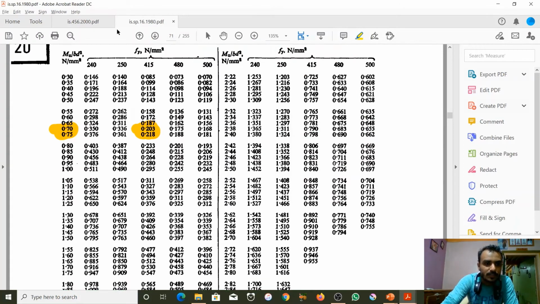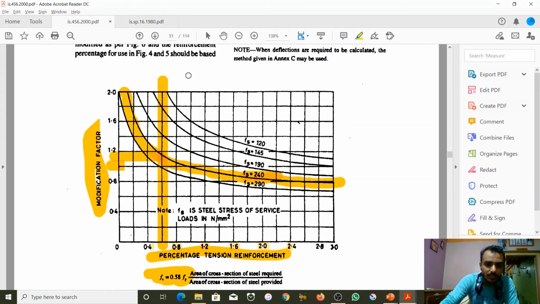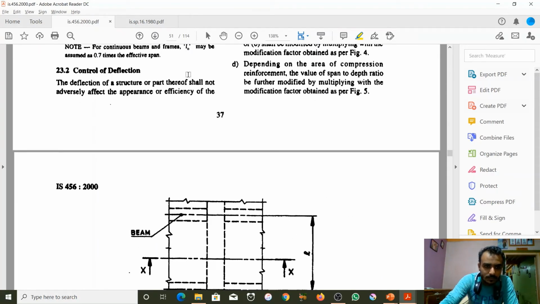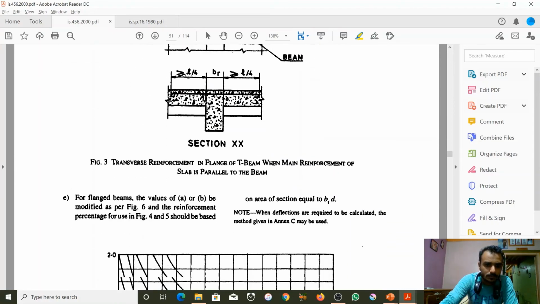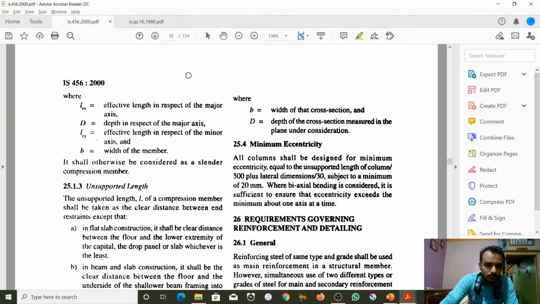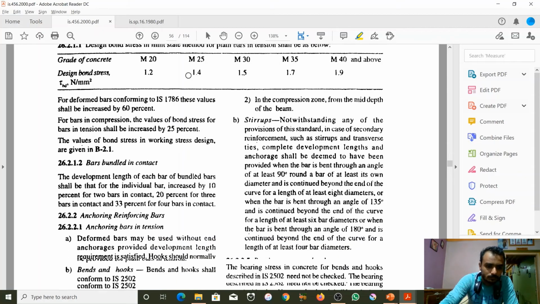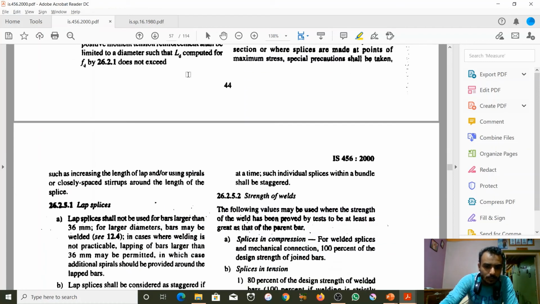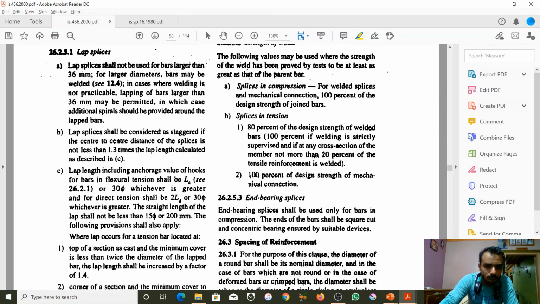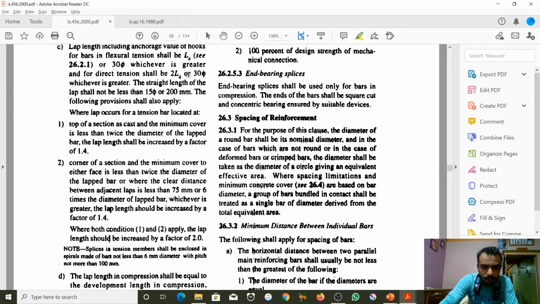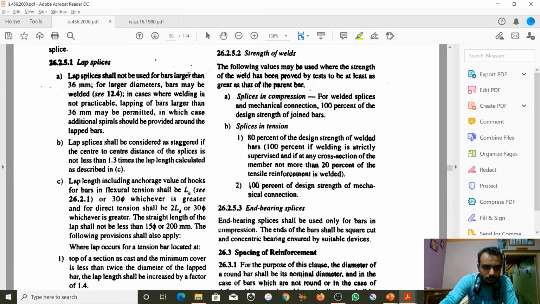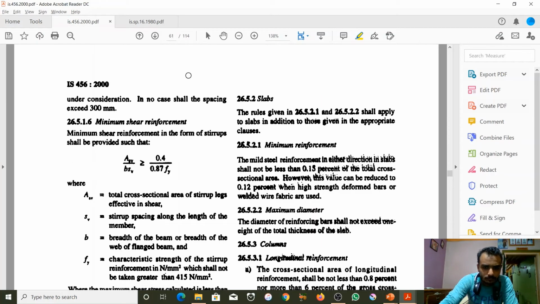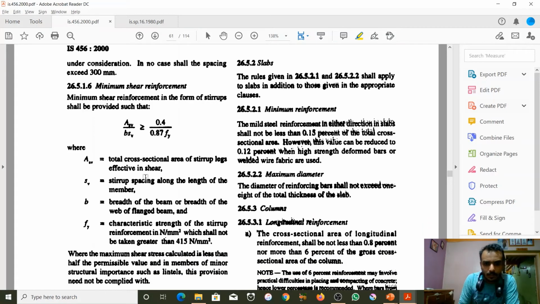IS 456, page number 48, clause number 26.5.2.1 (26.4).